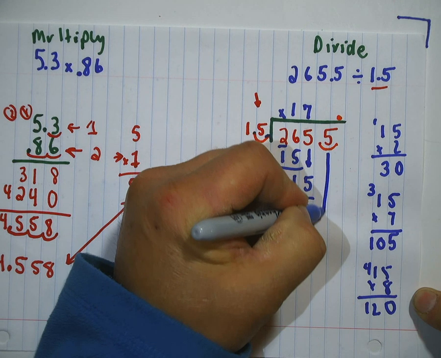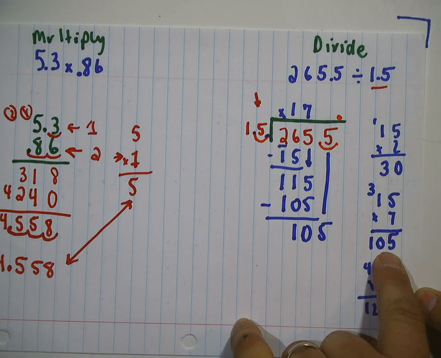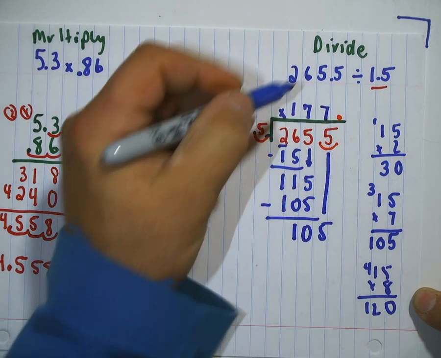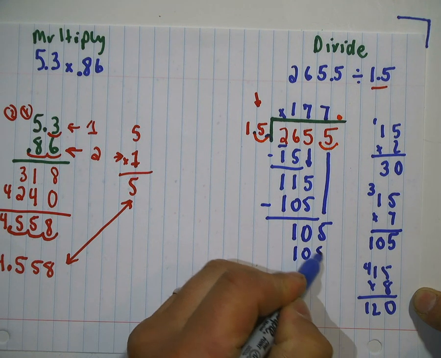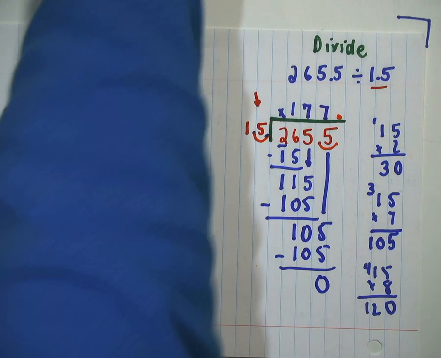I'm going to bring down this 5. Here I already had it multiplied. I don't erase my multiplication. It goes into 105 7 times. I subtract. How do we deal with the decimal?